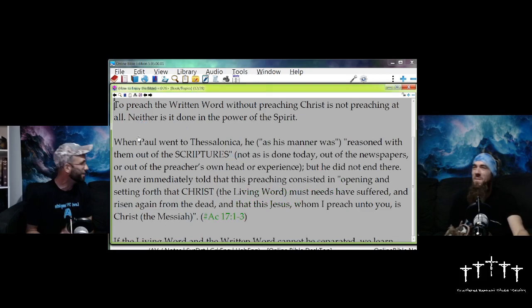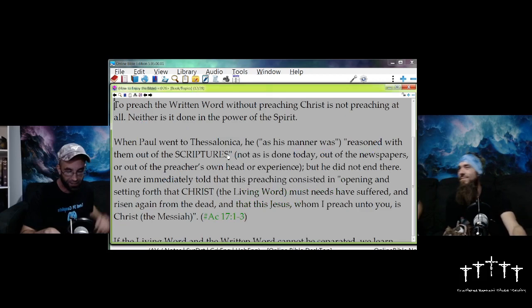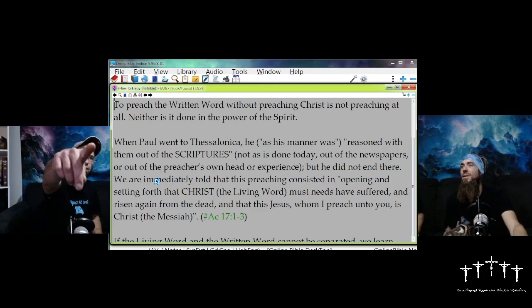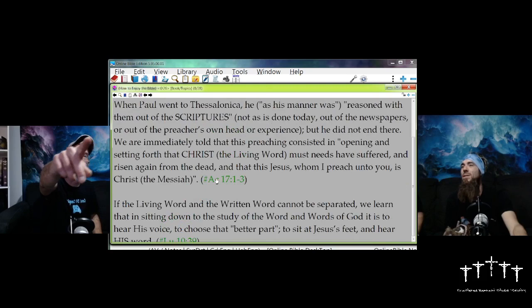Here, where Bullinger says, and you're going to pick it right back up, I'm sorry, where it says he reasoned with them out of the scriptures. If you look that up, does he have it cited right there? I don't know. It says not as is done today out of the newspaper, or out of the preacher's own head or experience. I'm wanting to say it says without right there on Acts down at the bottom of that paragraph. Jay, pull that up right there. Let it float up. Acts 17:1-3.